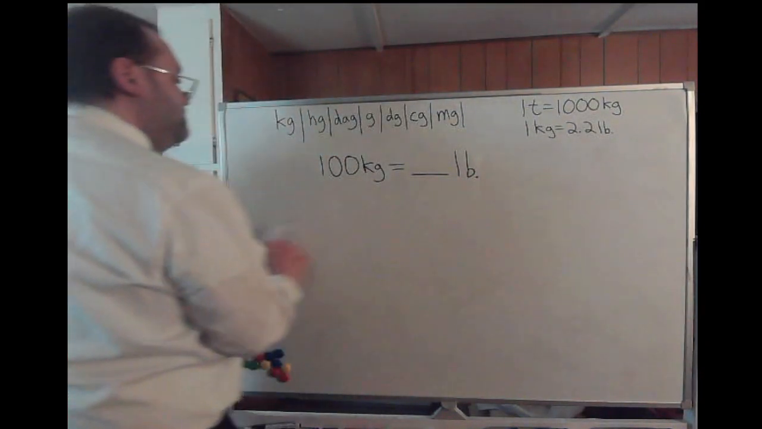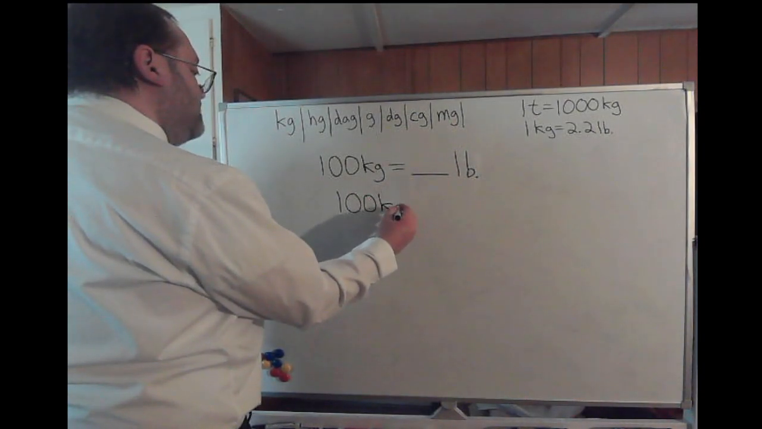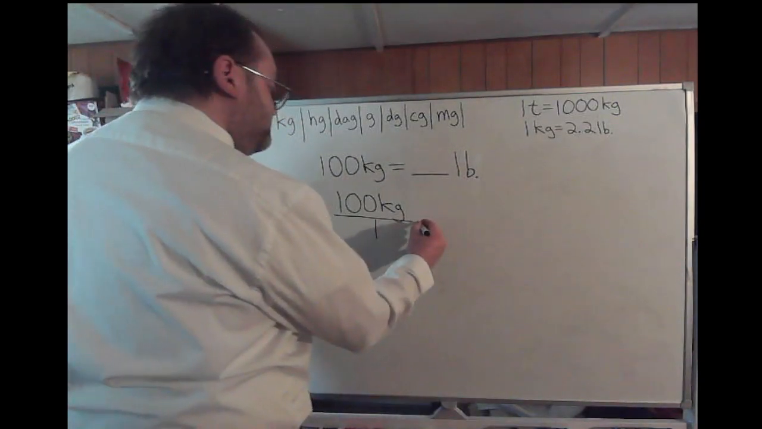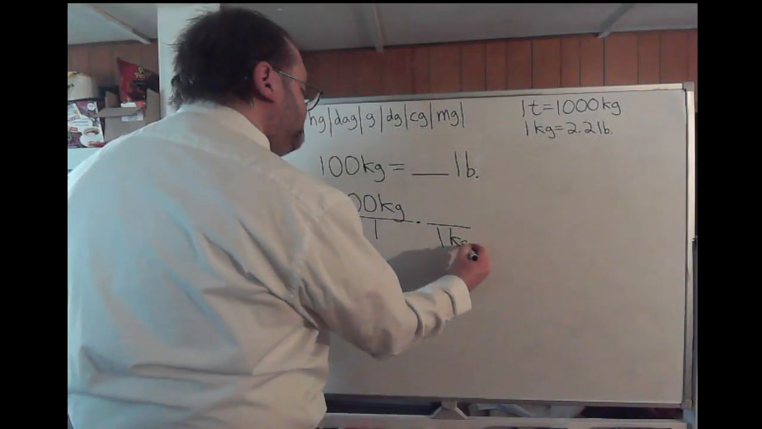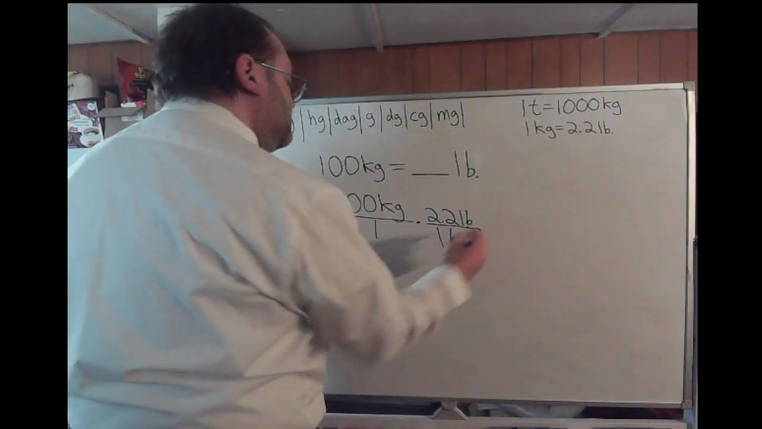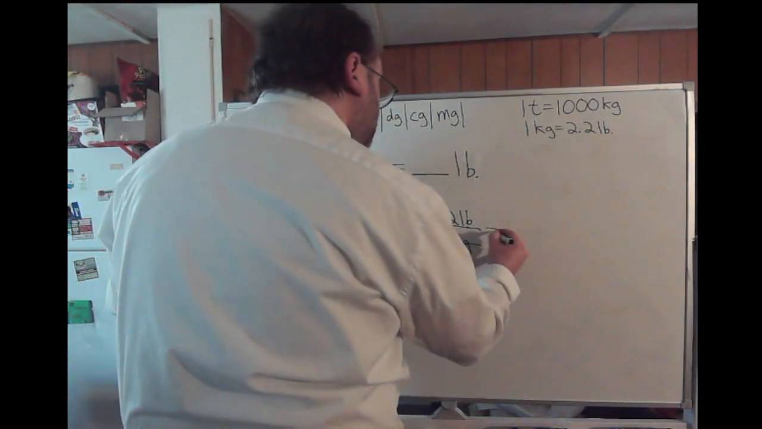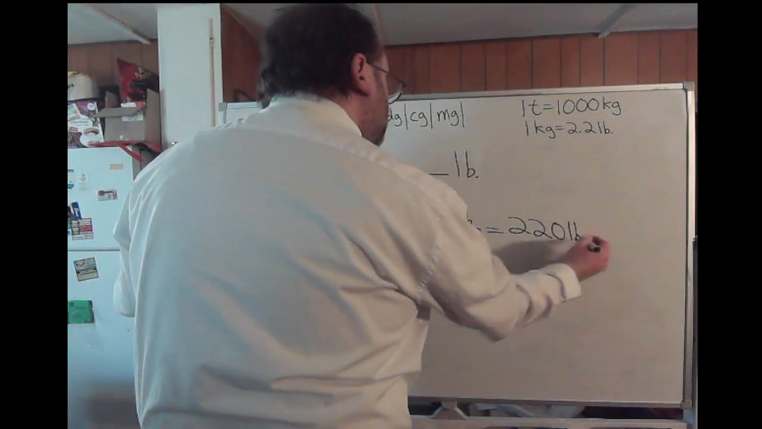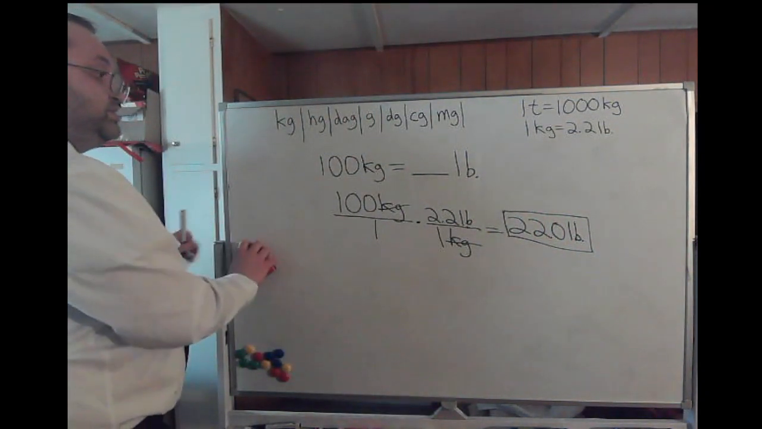How many pounds? So, again, take your 100 kilograms over some guiding 1. Now we want the kilograms to cancel out, so you're going to use the fact that in 1 kilogram, there are 2.2 pounds. Well, now your kilograms will cancel out. You'll just have 100 times 2.2, which would equal 220 pounds. So if someone weighs 100 kilograms, they weigh 220 pounds.